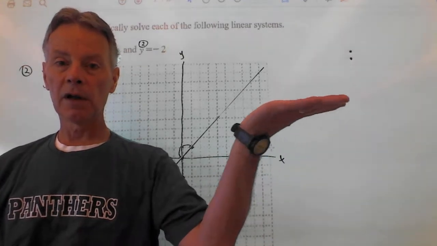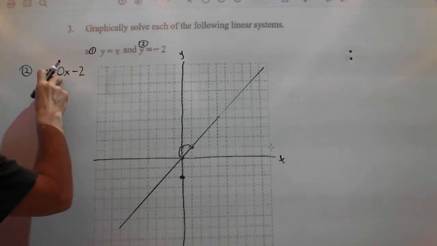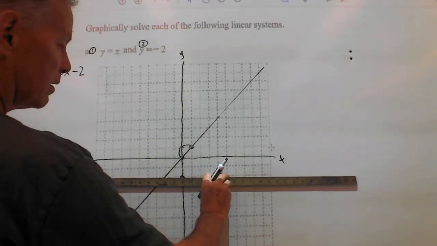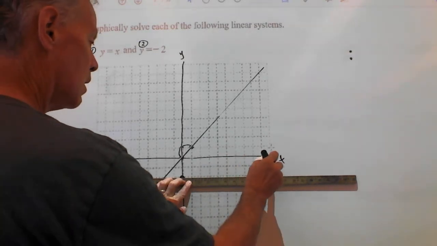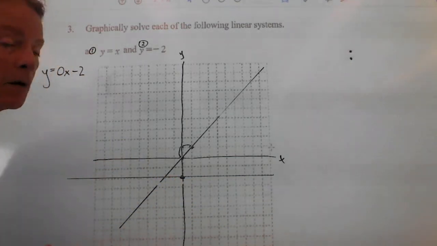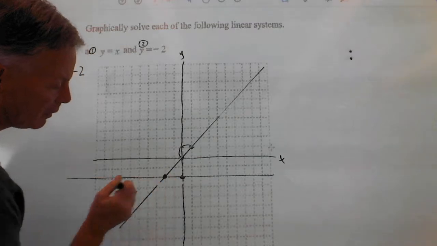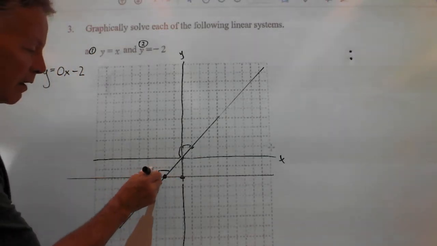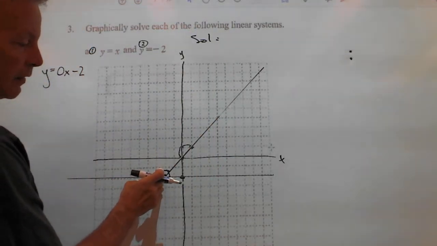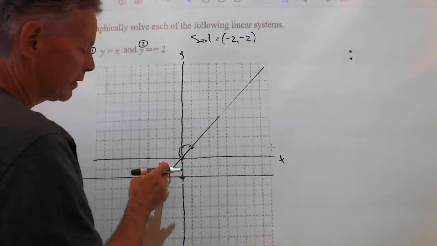Now what does that mean? A slope of 0, remember, is a horizontal line. Okay? So, we have a horizontal line, which means every point on this line is going to have a y-coordinate equal to -2. Okay? So, again, the place where those lines intersect, that point right there is our solution. And in this particular case, that's a solution at -2 and -2. That's the point that the two lines share.